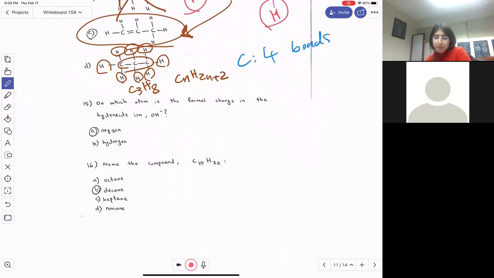On which atom is the formal charge in the hydroxide ion OH minus? Oxygen, 1, 2, 3, 4, 5, 6. Remember, it's in group 6A. Hydrogen has 1 electron. And then it has 1 electron, one negative charge. So I put it here. And then these two share electrons. So this would be OH minus. Formal charge of oxygen.